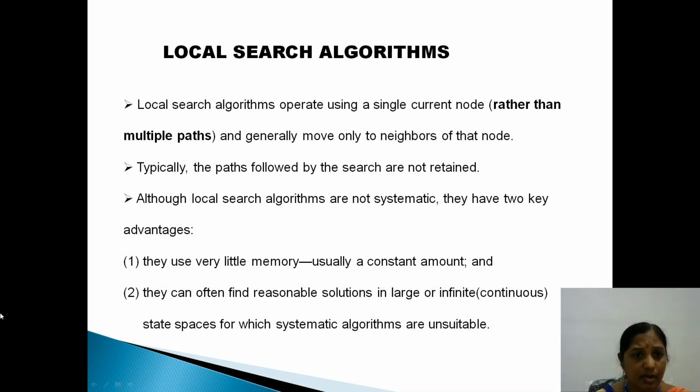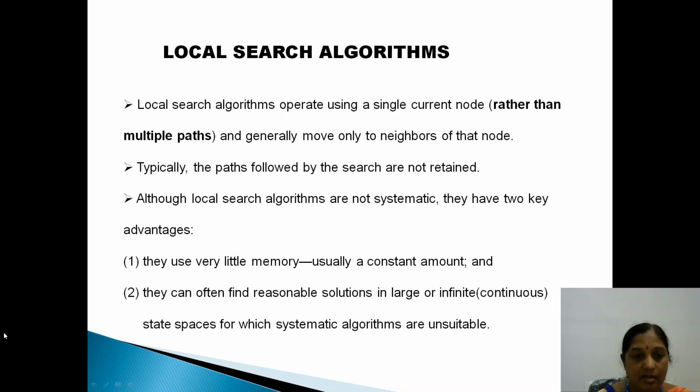Now you have to understand the main point here. The local search algorithm only operates on a single current node, so it does not concentrate on multiple paths. It only concentrates on the neighboring node. That is the first point you need to remember. The second point is that the paths may be irrelevant.